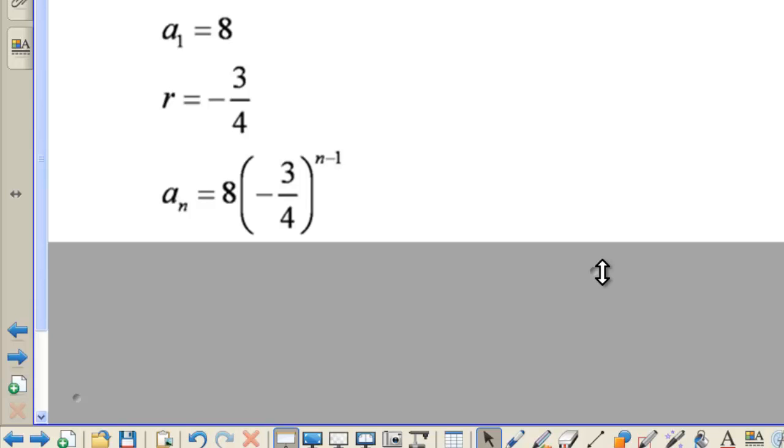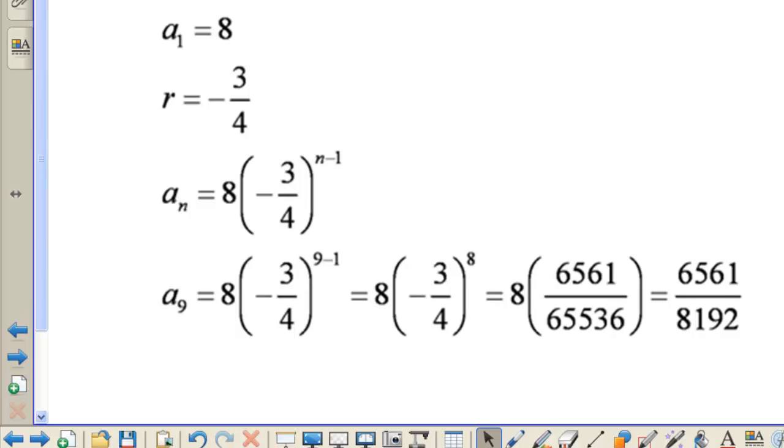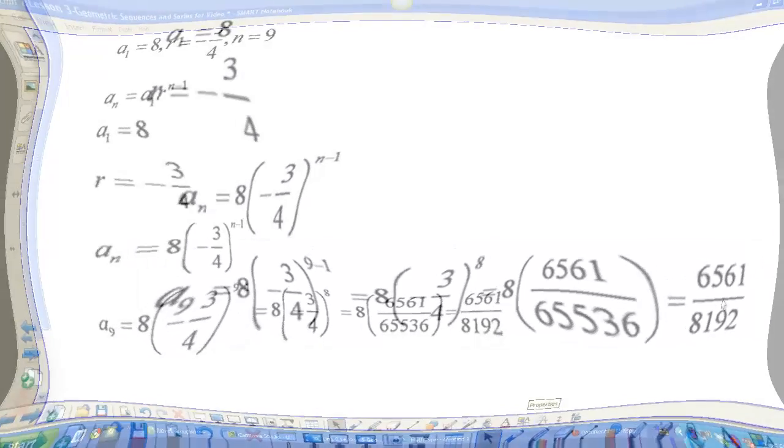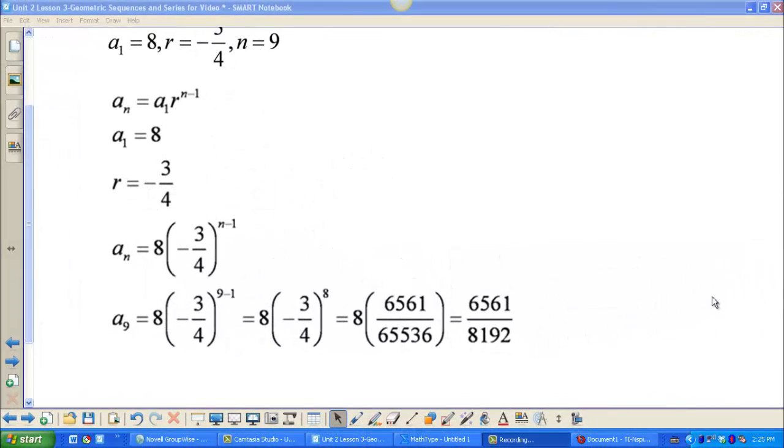The problem wanted me to find the ninth term, so I substitute in 9 for n. The 9 minus 1 power becomes 8. Negative 3/4 to the 8th power is 6,561 over 65,536. And yes, I did use a calculator to multiply by 8 and reduce to yield my final answer of 6,561 over 8,192.